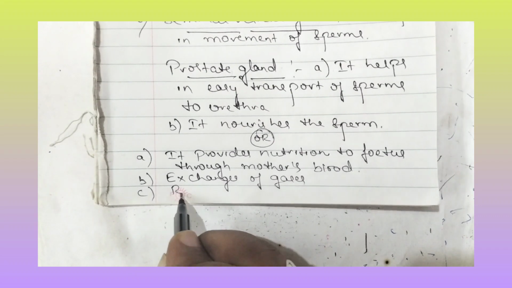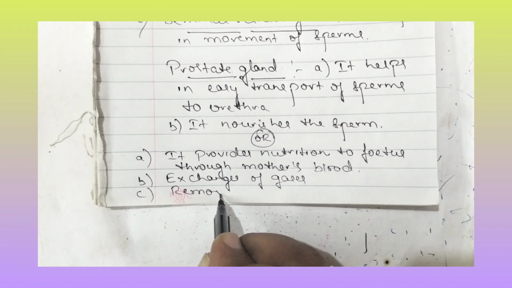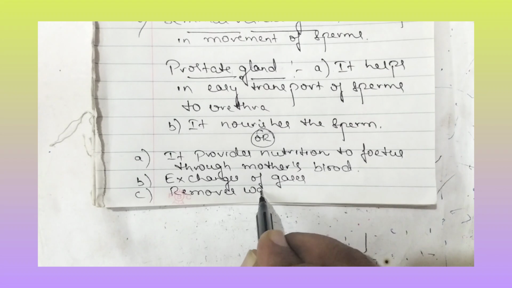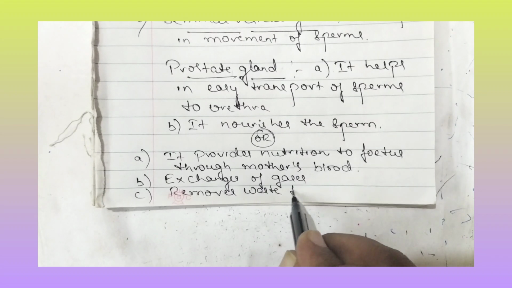And the third one is that placenta removes waste from fetus.